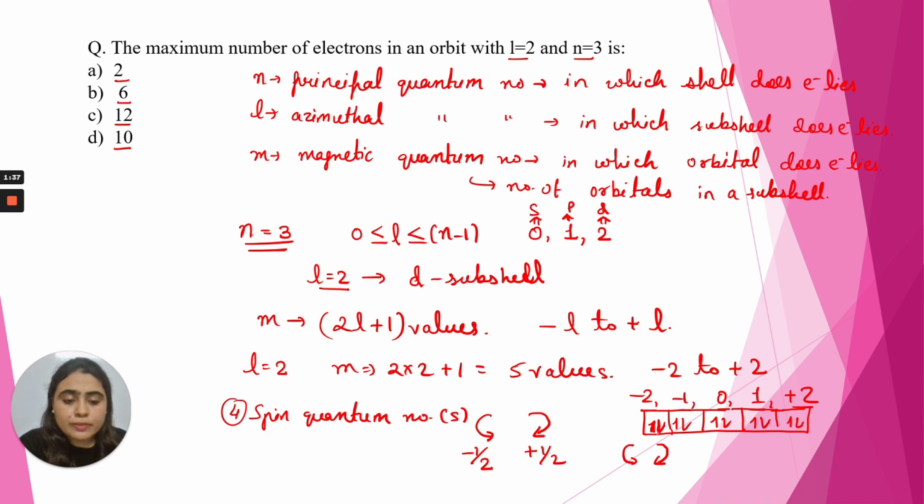Okay, so each orbital can accommodate a maximum of 2 electrons. So for the given values, L equal to 2 and N equal to 3, we have a maximum of how many electrons? 1, 2, 3, 4, 5, 6, 7, 8, 9, 10. So the correct option is D.